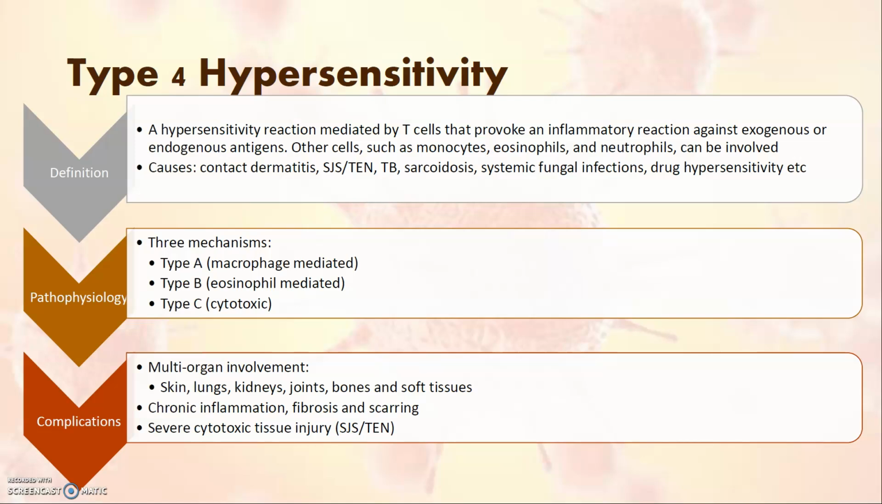These conditions can cause multi-organ involvement of the skin, lungs, kidneys, joints, bones, and soft tissues, and may lead to chronic inflammation with fibrosis and scarring, or severe cytotoxic tissue injury such as in Stevens-Johnson syndrome or toxic epidermal necrolysis.